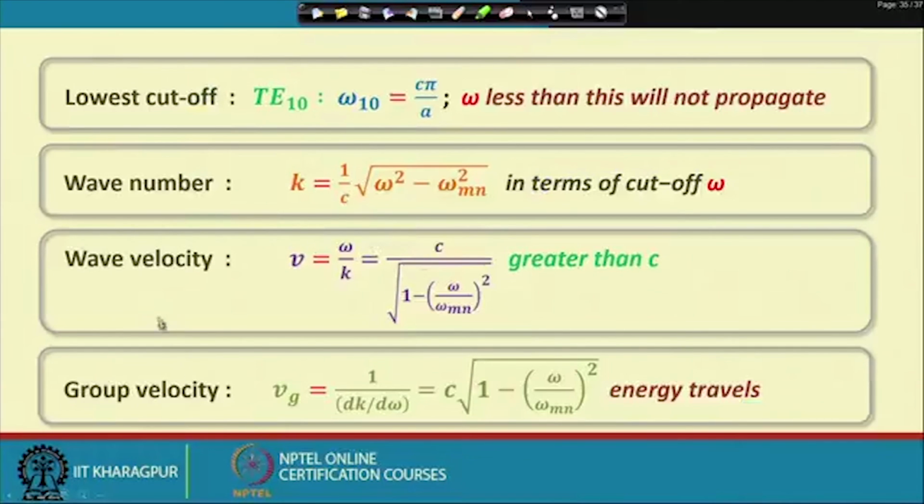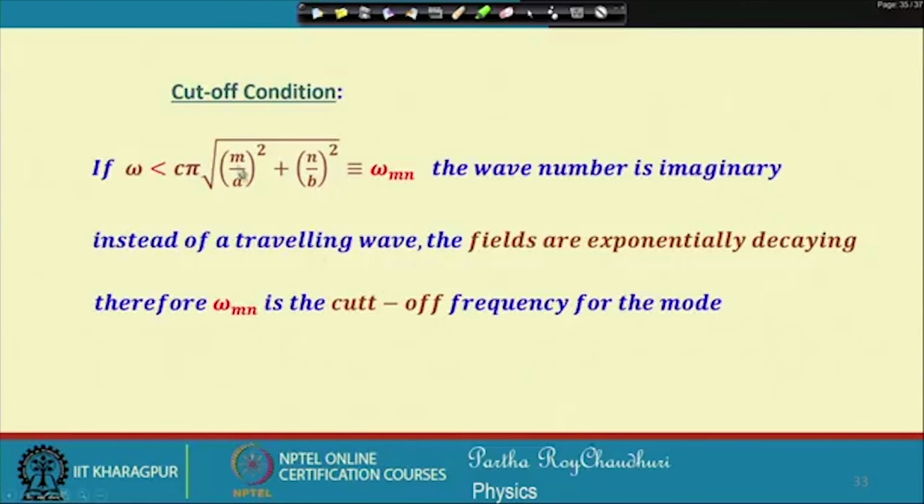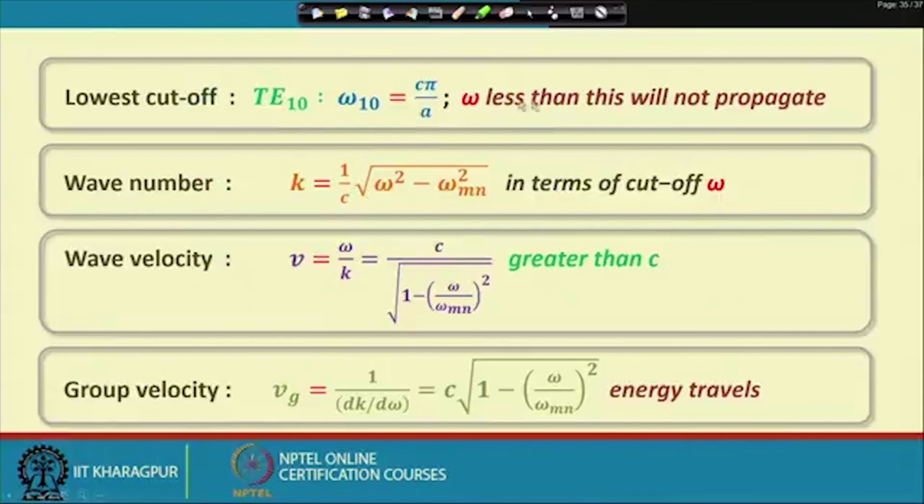Now, we have tabulated all our findings that the lowest cutoff frequency, that is for TE10, can be written as this. You can find this out by putting m equal to 1 and n equal to 0. So, omega 10 is the cutoff, and any frequency less than this will not propagate in the structure, and for that the wave number will be this, where you can substitute the value of m and n. So, in terms of the cutoff frequency.